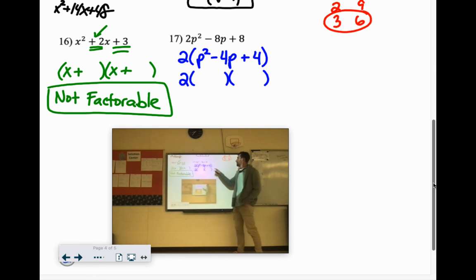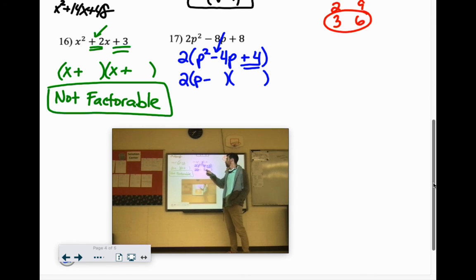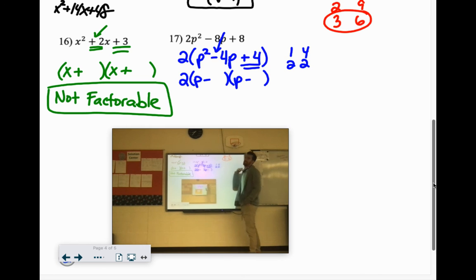So now if we look at the inside, I see it ends in positive 4. They need to both be the same sign. If they add up to negative 4, that means they have to both be negative. P minus, P minus. Factors of 4 include 1 and 4, or 2 and 2, which set adds up to 4, the 2 and the 2.